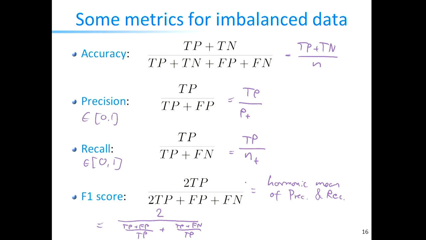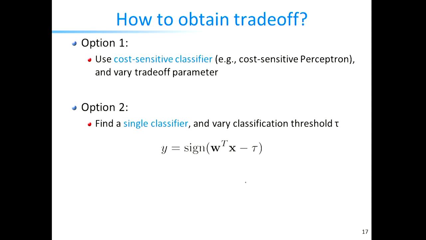Now that's something you could give to cross-validation and actually try to optimize. That's a pretty common case that arises in practical applications. And of course, the question is how do you obtain this trade-off? Well, using what we've discussed before, you would use a cost-sensitive classifier, like the cost-sensitive perceptron or cost-sensitive SVM, as we discussed at the beginning of the lecture today. Now you can vary the trade-off parameter, C plus divided by C minus, and sweep over this single parameter. That will give you a bunch of solutions, and among those, you can pick the one that has the largest F1 score, for example.